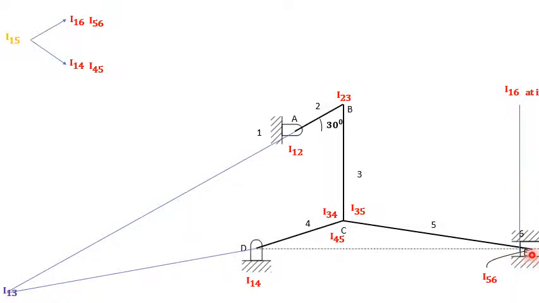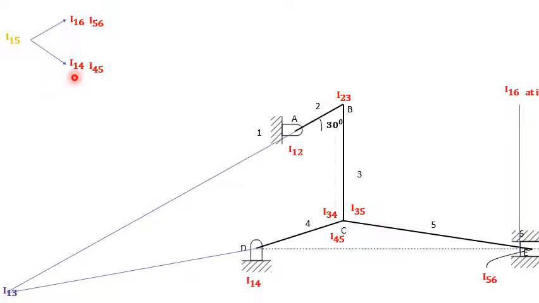From the point I56, this line has to start. There is a minor mistake in it: this line has to start from the point E. So this line represents the I16 and I56 line.